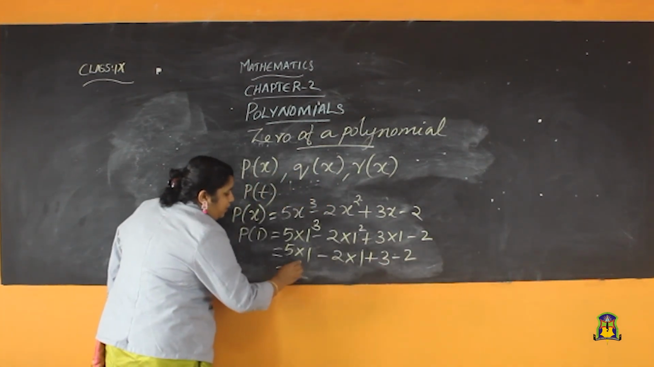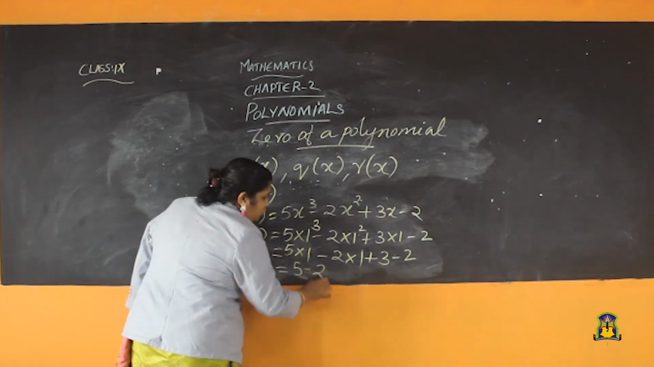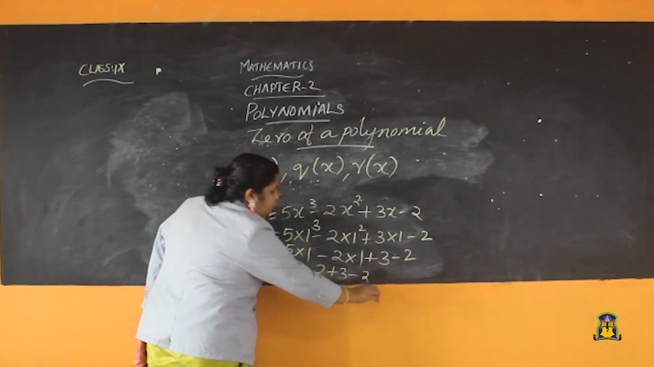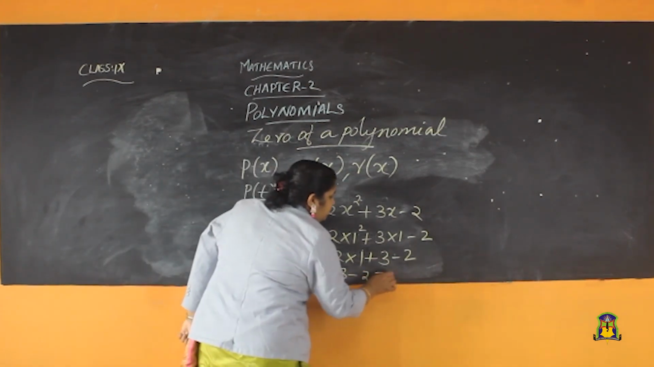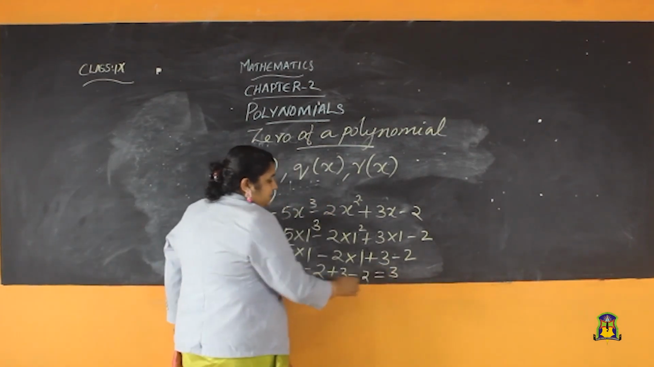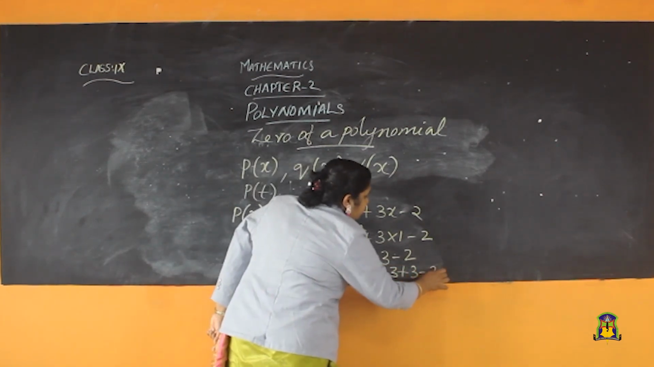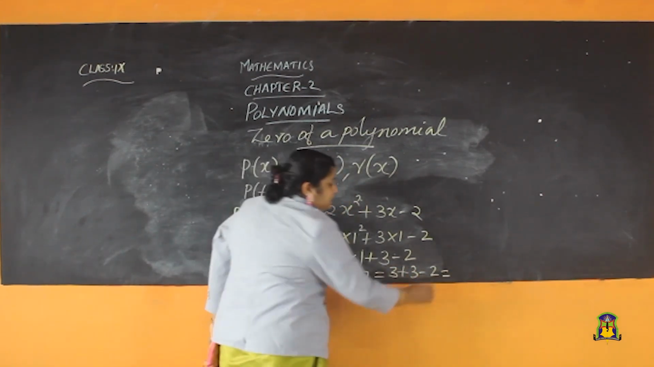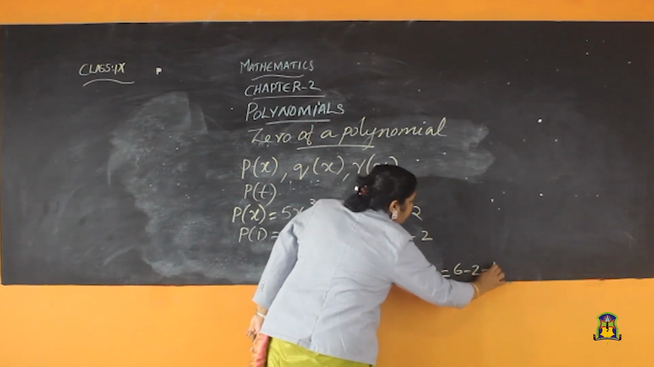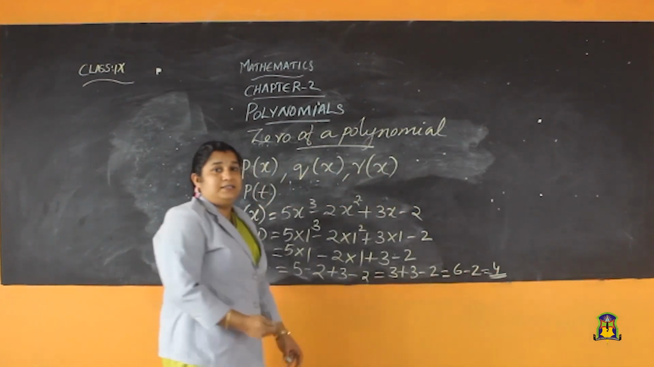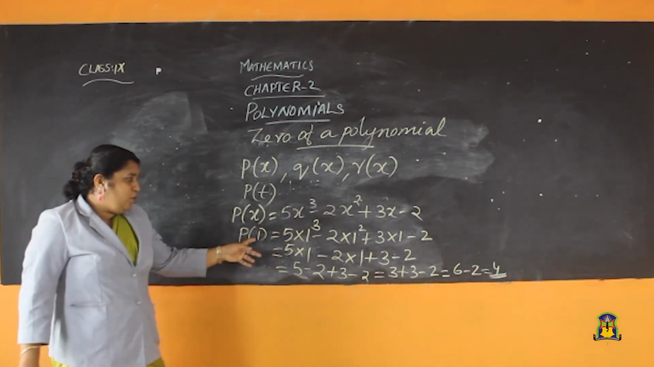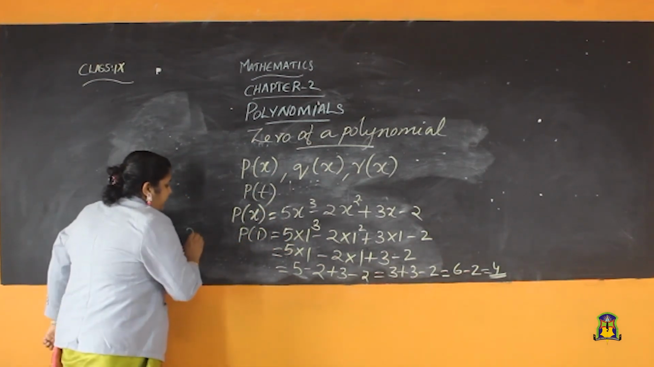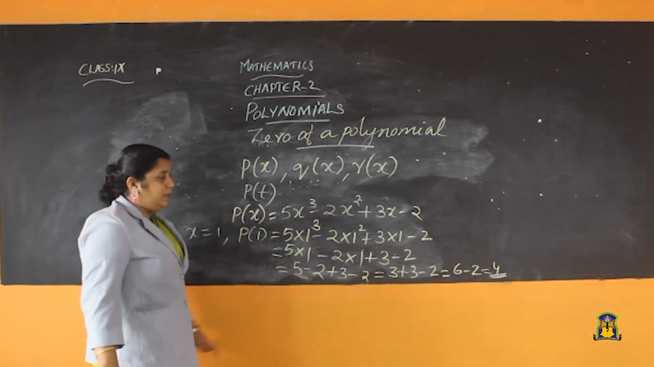So 5 into 1, 5 minus 2 plus 3 minus 2. Okay, 5 minus 2, what is that one? 3 plus 3 minus 2. What is 3 plus 3? 6. 6 minus 2 means 4. This is our answer. So what is our p of 1? When x is equal to 1, then p of 1 is equal to what?